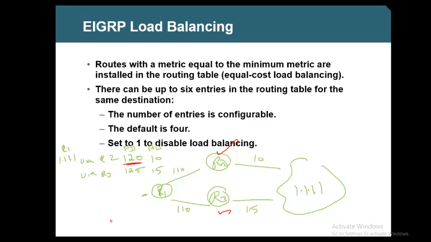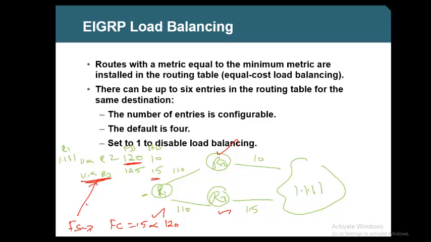Yes, sir. Why? Because the feasibility condition says the advertised distance should be lesser than the FD value. It is true. Fine. Now, listen. Only if you have a feasible successor route. This is the feasible successor.